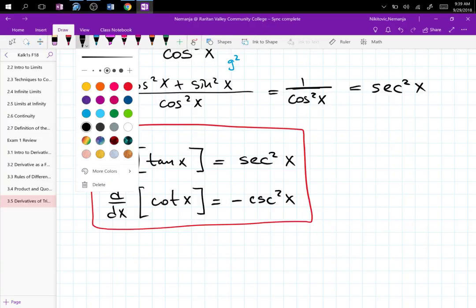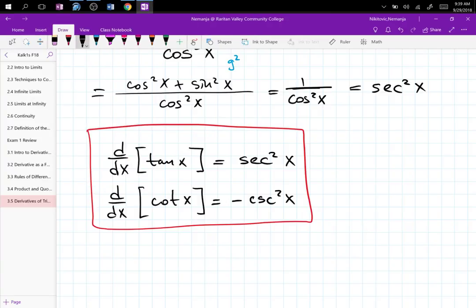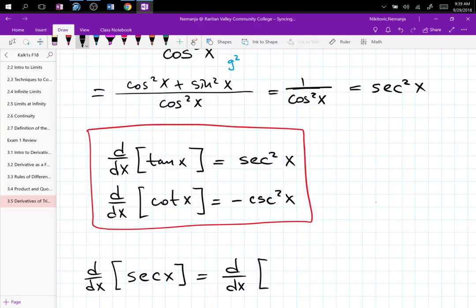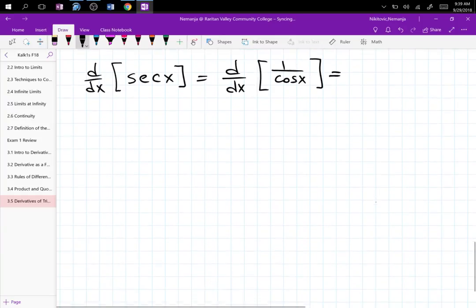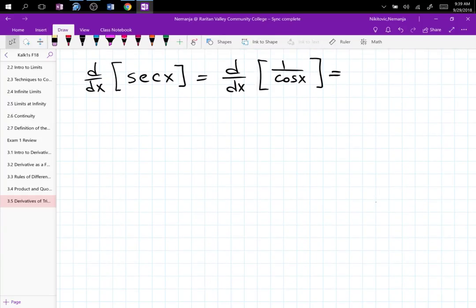The next one is another opportunity for you to practice quotient rule, because I would like to know what is the derivative of secant x, which you can write as what? Derivative of 1 over cosine. Thank you. All right, let's do the quotient rule again, since you love it so much.